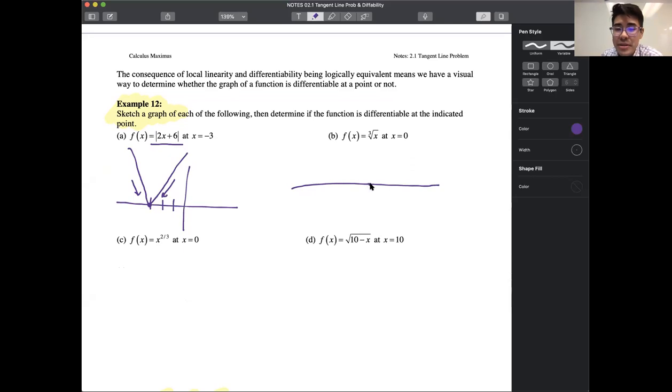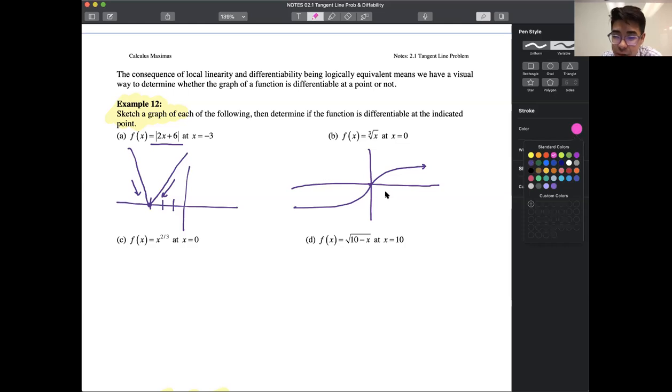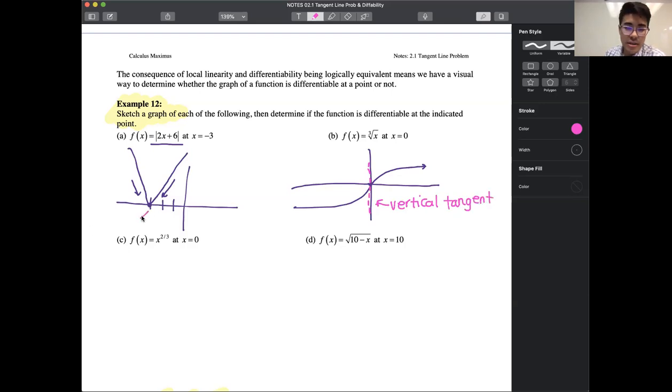And then what happens for B? Well, B, when you graph the equation of a cube root function, you'll see that as you approach 0, the limit actually starts to approach infinity for the slope right there. And infinity does not exist. So here, this is not differentiable because you have a vertical tangent line. Let's call this a cusp.